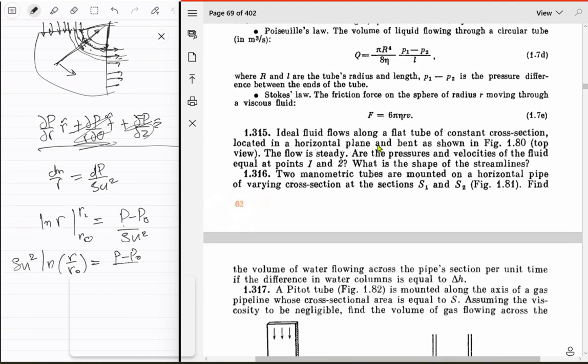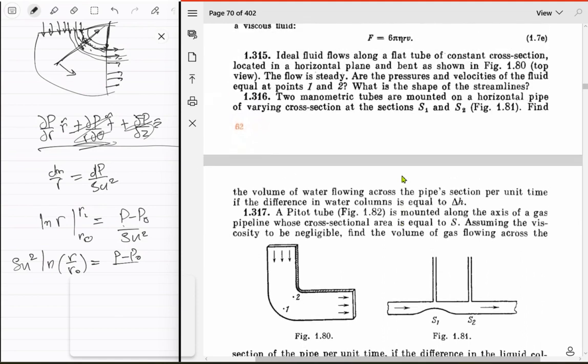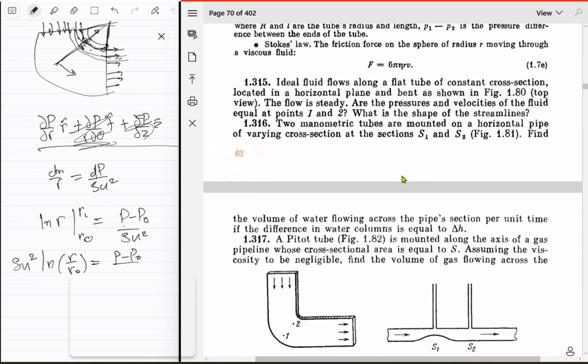Okay, so the ideal fluid flows along. What do you have to figure out? The flow is steady. Are the pressure and velocity of the fluid equal at points 1 and 2? What were 1 and 2 though? Oh, these things. So one will have a higher pressure, two will have a lower pressure, and both have the same speeds though. So right, the velocities are the same, but the pressures are not.